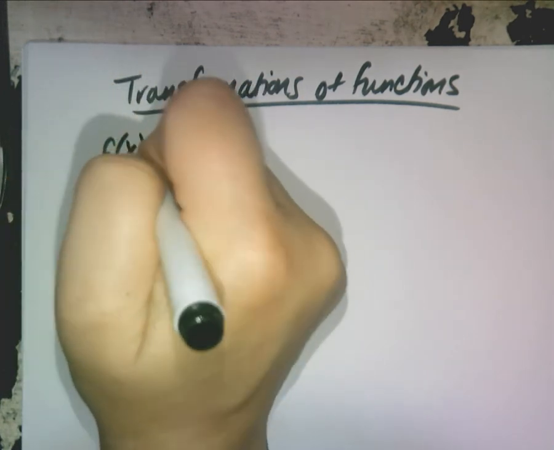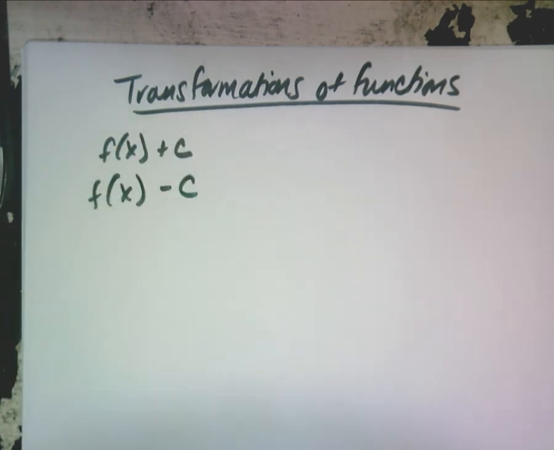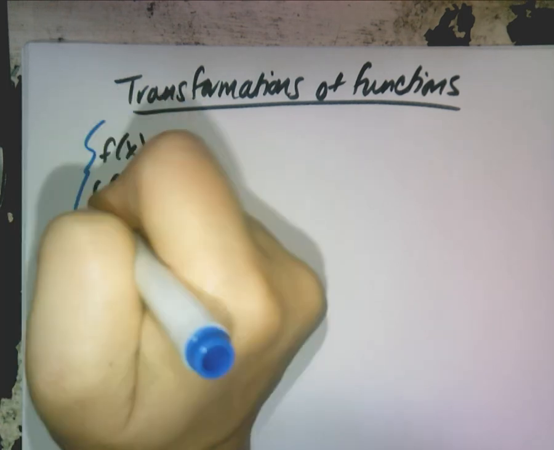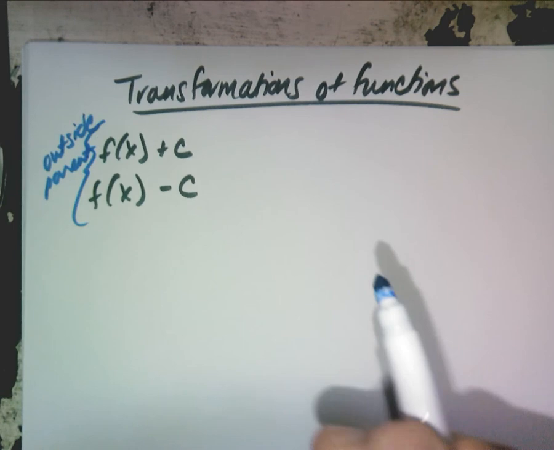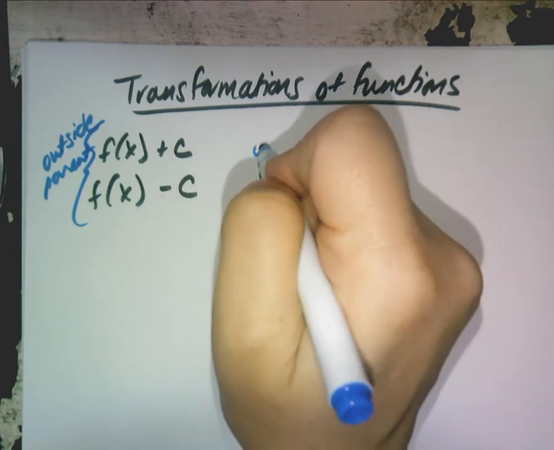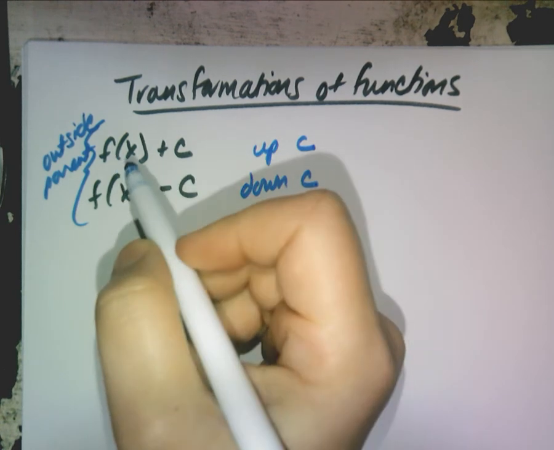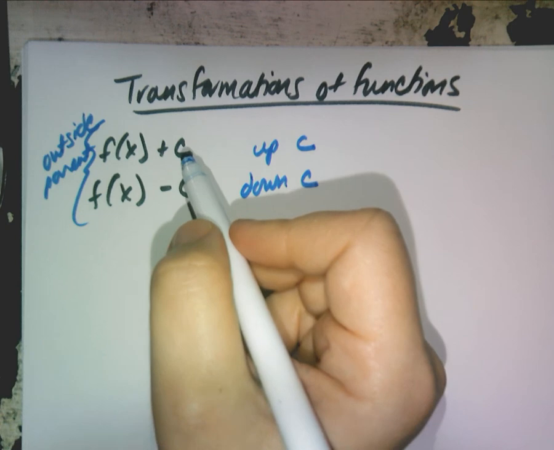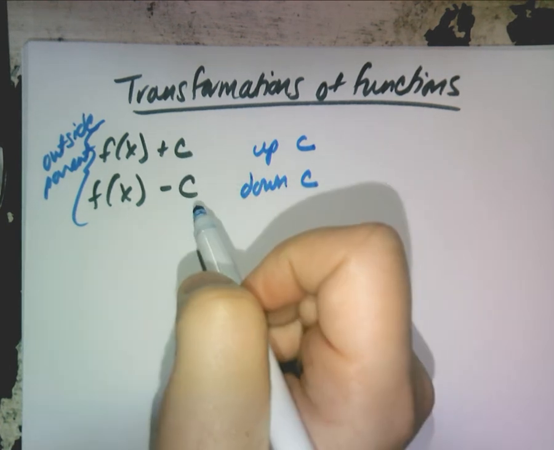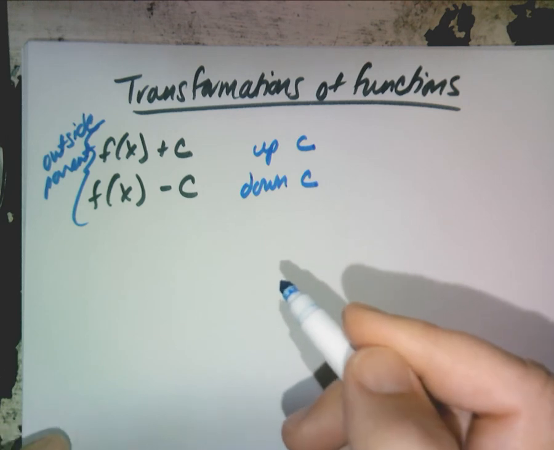If you have a function and you add or you subtract outside of the parent, here's where you are at. Outside the parent. Then for this one, you would go up C. For this one, you would go down C. So what I mean is something like, you have a parabola and you add 2 to it, you would shift it up. Here you have a parabola and you subtract 5, you shift it down, okay? So just know what that looks like.